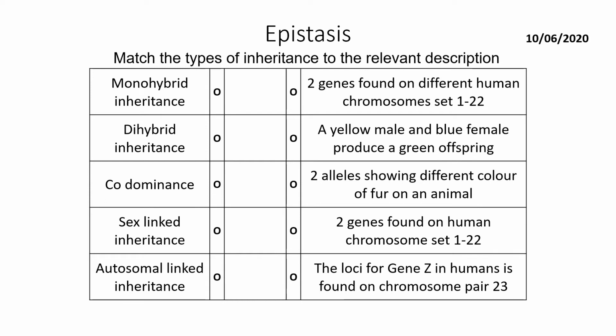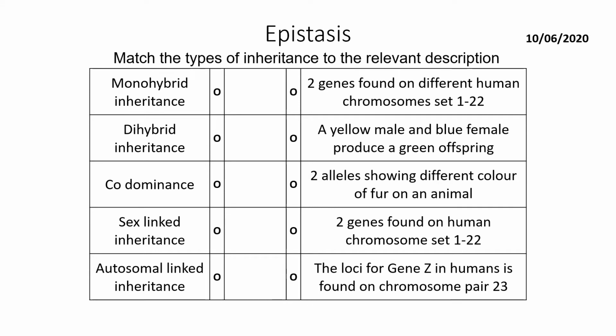If you are unfamiliar with any of these types of inheritance, or any of the terminology being used in this presentation, I'd suggest you go back and check out the monohybrid and dihybrid inheritance presentations, which go through some of the terminology you're going to need to pass this course at A level. What you want to do is pause the video now, take some time to try and match up each of the statements, and then check your answers.